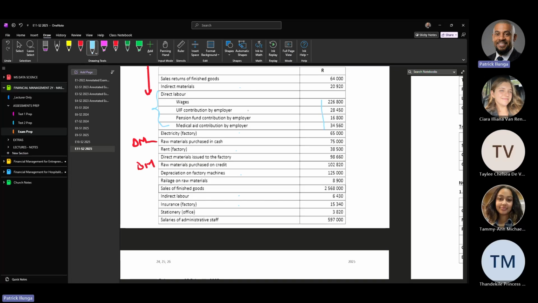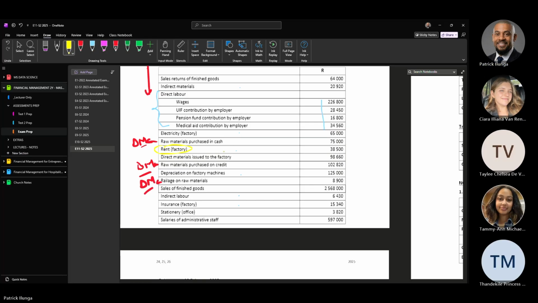There is no opening balance and no closing balance. For direct material, you only have these two things plus railage. Don't forget the railage, because you need to bring that material to the actual manufacturing, right? So direct material, direct labor, manufacturing overhead. Only three things. So what are the manufacturing overheads?